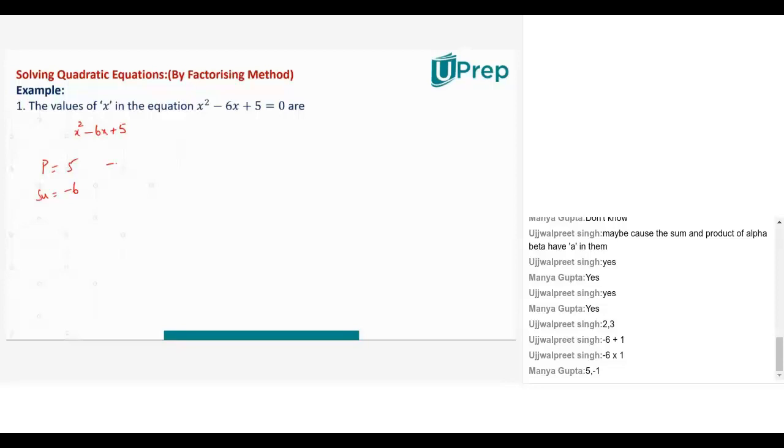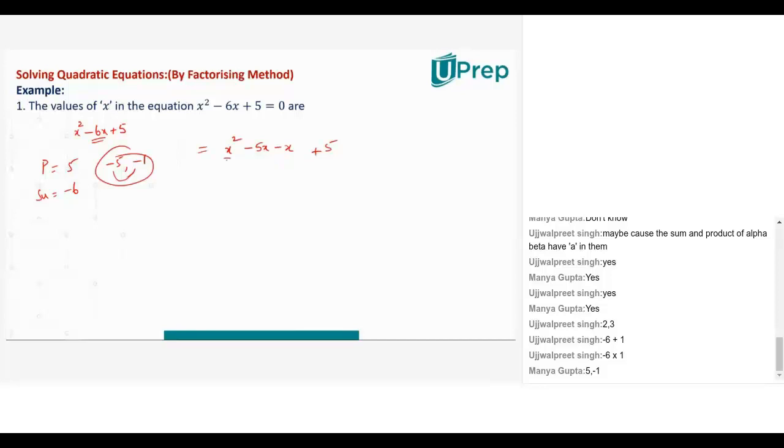Then what we do after identifying these two numbers, we'll keep the x square term and the constant term same. We will not touch them. But look at this middle term, minus 6. That we will express as a sum of these two numbers. So can I write that as minus 5x and minus 1x? Expression is same. X square minus 6x plus 5 is nothing but x square minus 5x minus x plus 5.